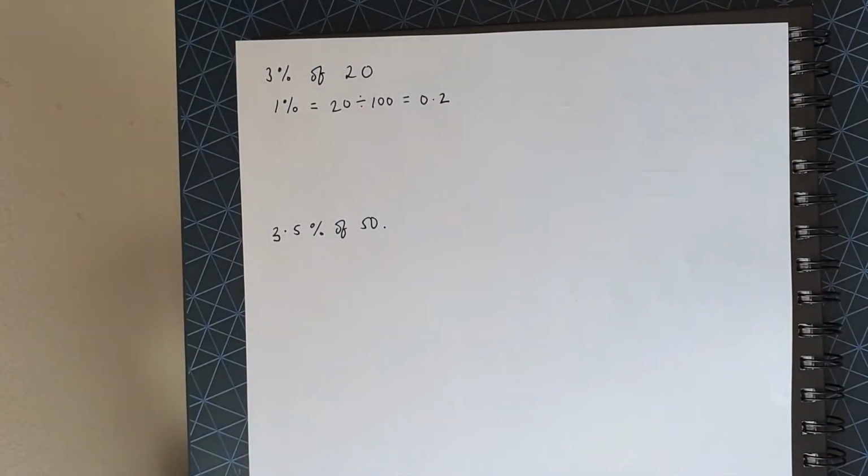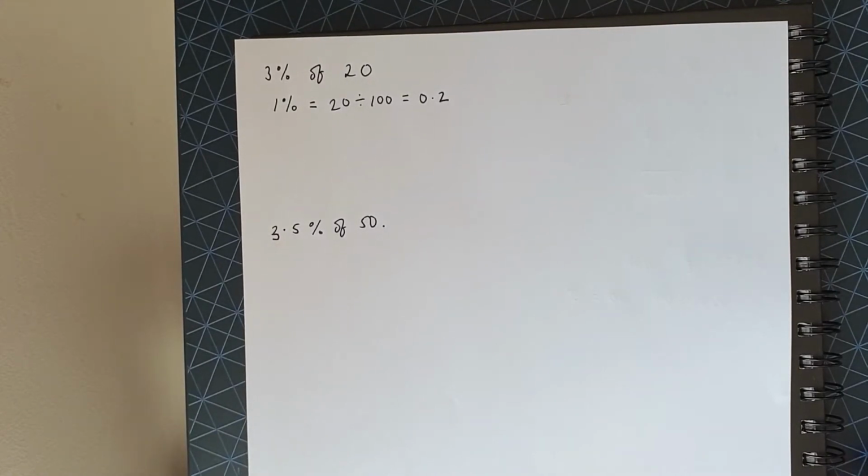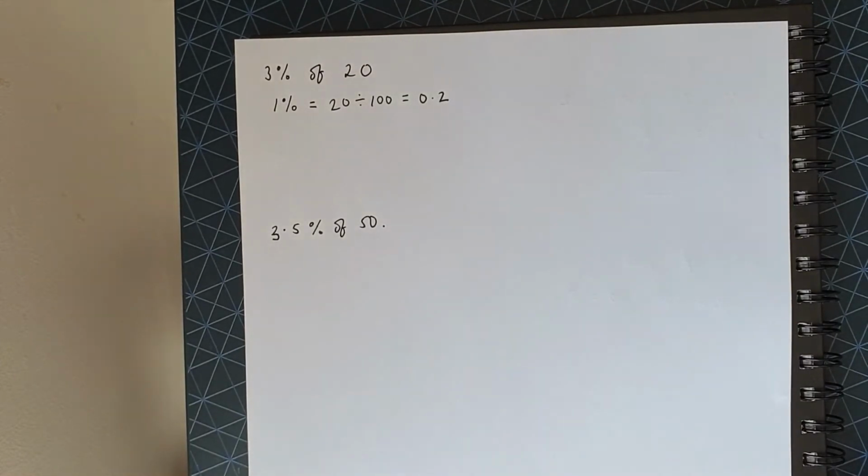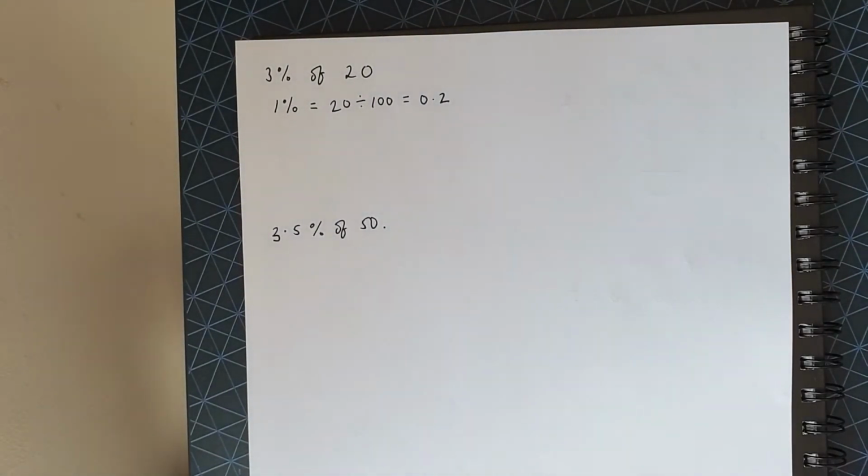Again, to divide by 100, you either move the decimal point 2 places to the left, or you move the numbers 2 places to the right, depending on which way you do it. Either way, you're going to get an answer of 0.2. Okay, now what I'm asking myself is, how do I get from 1 up to 3? As I said, we're going to build from 1%.